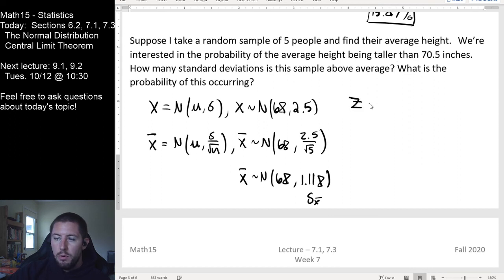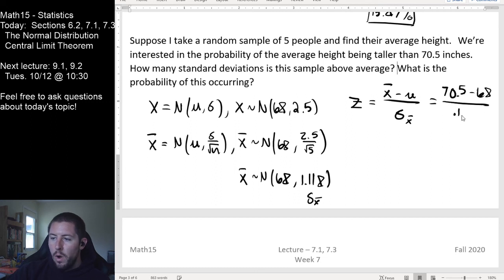As requested, how many standard deviations is this sample above average? I'm going to do my z equals x bar minus mu over sigma sub x bar down here. The 70.5 is what I'm interested in my average being. 68 is my known population average. But now 1.118 is really my standard deviation of a sample mean here, because it's harder for groups to deviate than individuals. I can at least write this as 2.5 over 1.118, and if I go to my calculator, 2.5 divided by 1.118 is 2.236.